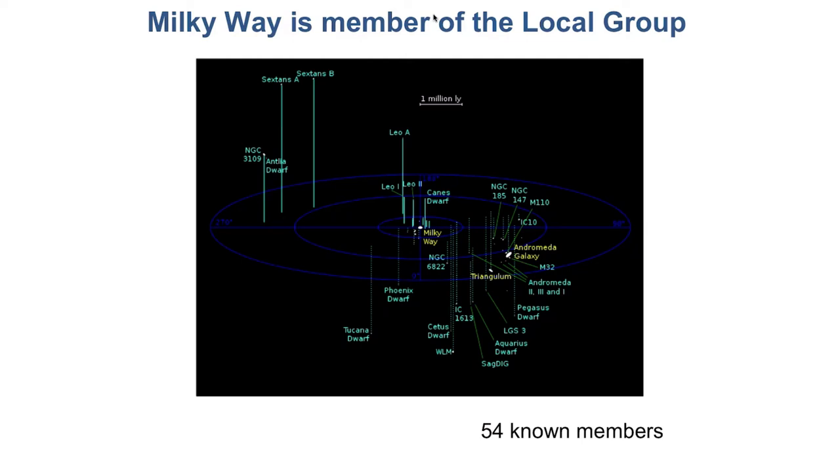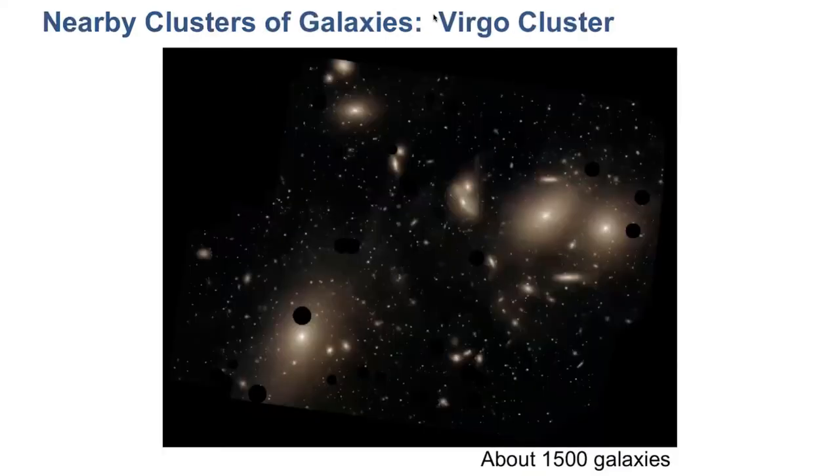When we zoom back, we extend our cosmic zoom lens further out, we see larger clusters of galaxies. And now we're talking about hundreds to thousands of galaxies. The biggest large galaxy cluster to the Milky Way is the Virgo cluster, so-called because it's in the constellation Virgo. And you can see it here.